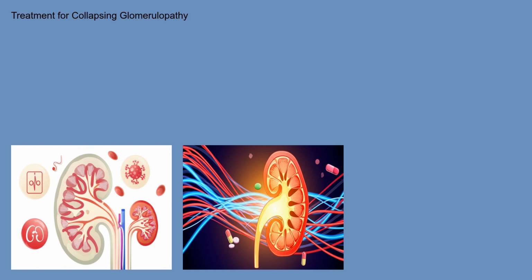Treatment for collapsing glomerulopathy focuses on addressing the underlying cause and reducing kidney damage. For HIV-associated cases, antiretroviral therapy is crucial to control the viral infection. Immunosuppressive medications such as corticosteroids and cyclosporine are frequently used to suppress the immune system and reduce inflammation. Managing blood pressure with medications like ACE inhibitors or ARBs is also essential. In advanced cases with kidney failure, dialysis or kidney transplantation may be necessary.